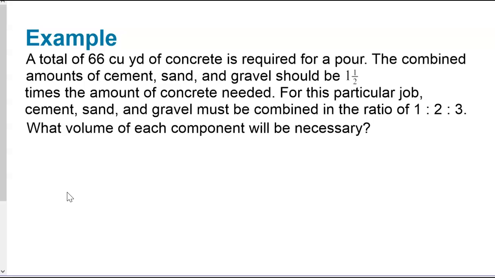So to take this on, let's go ahead and look at what we have here. First off, we know that the amount is going to be 1.5 times 66 cubic yards of concrete. So that's what we're looking for. That's the amount that we're looking for. So 1.5 times 66 cubic yards. And so that amount will end up being, okay, let's go to a calculator.